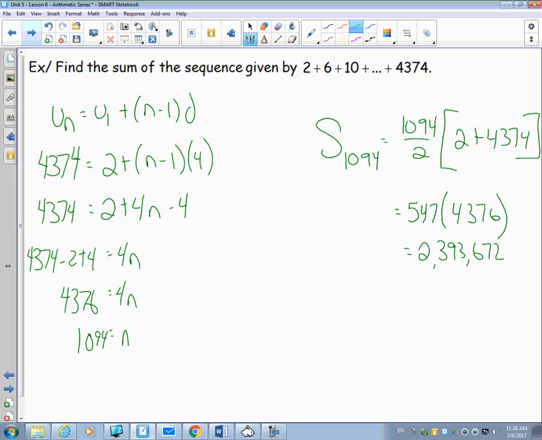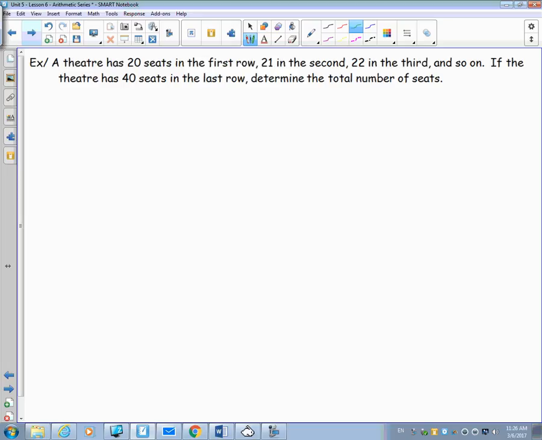Okay, some problem solving for us. Word problems. How do we apply this? So we have a theater. It's got 20 seats in the first row, 21 in the second, 22 in the third, and so on. If the theater has 40 seats in the last row, determine the total number of seats. So in other words, we have to add the first row, plus the second row, plus the third row, plus however many rows there are, until we get to the last row.